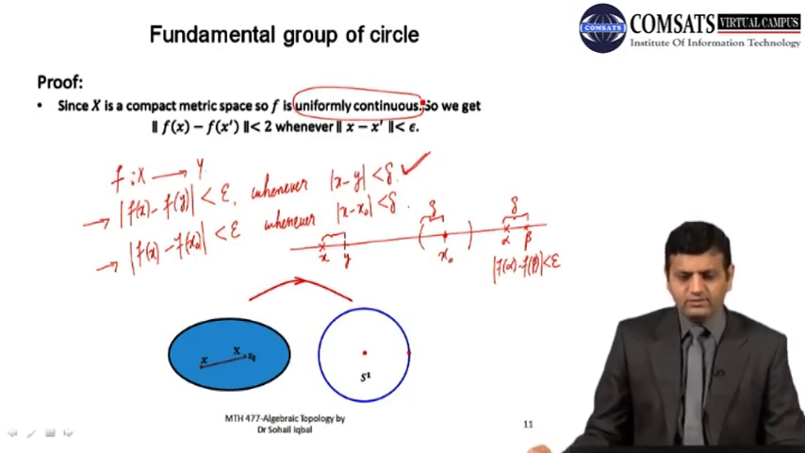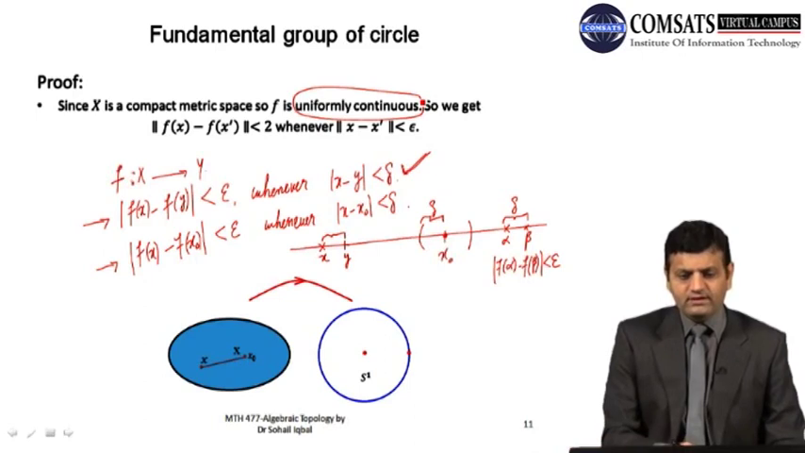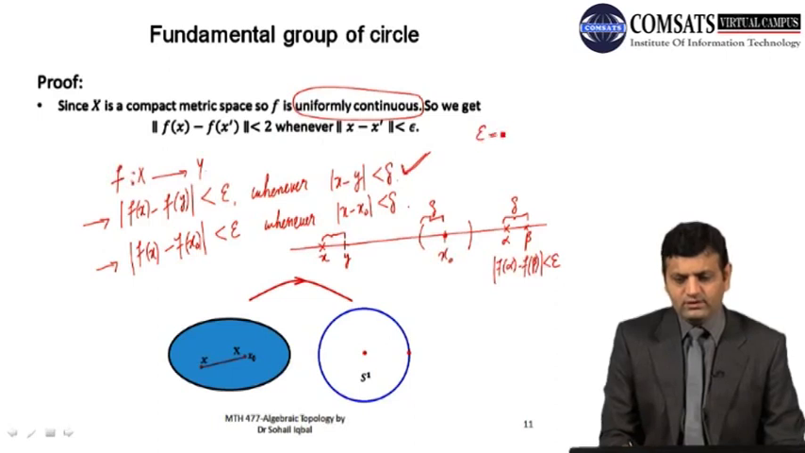So f is uniformly continuous. I can take this epsilon to be 2. I can take epsilon to be any number, but in particular, I am taking it to be 2.